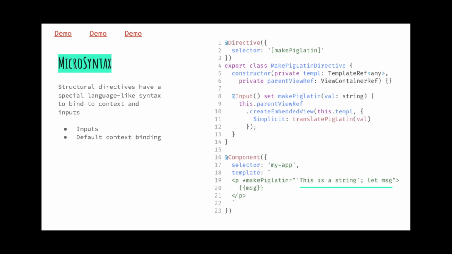So in this case, we have our input, which is bound. So we need to make the selector and the setter match the same name. And if we're able to do that, we can pass in a value directly. But we can also bind the context directly. So in this case, implicit becomes message. So we've just made a Pig Latin structural directive, which will make any message into Pig Latin.